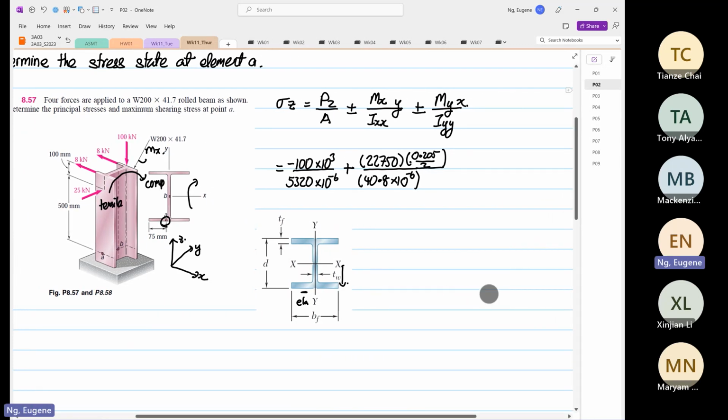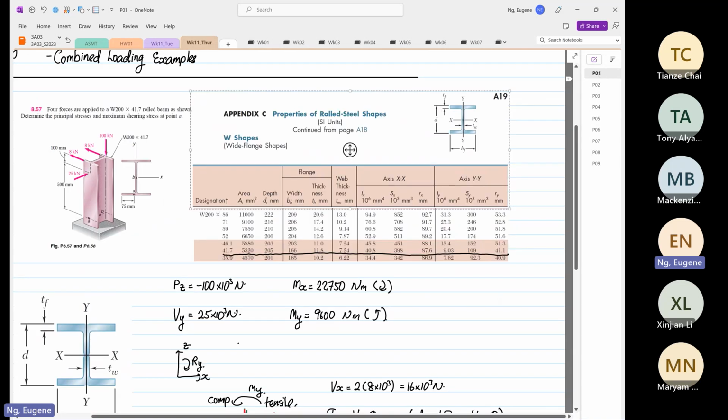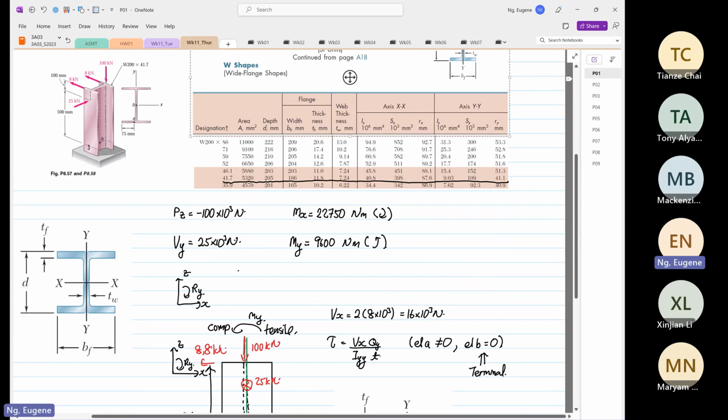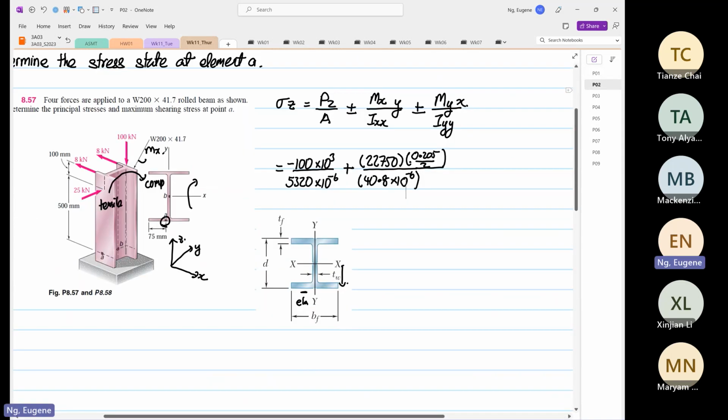Then we come to moment about y. So we look at moment about y, right? It's going in the other direction. So this is our moment about y-axis. Moment about y: this side is compression, and over this side is tensile. So if we draw moment about y, it's going this way, so it's compression.